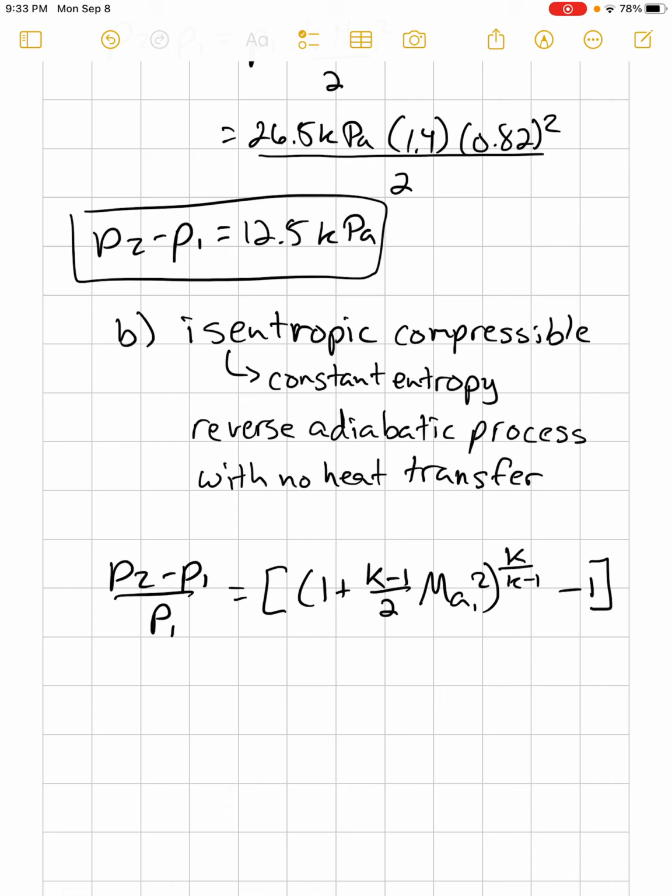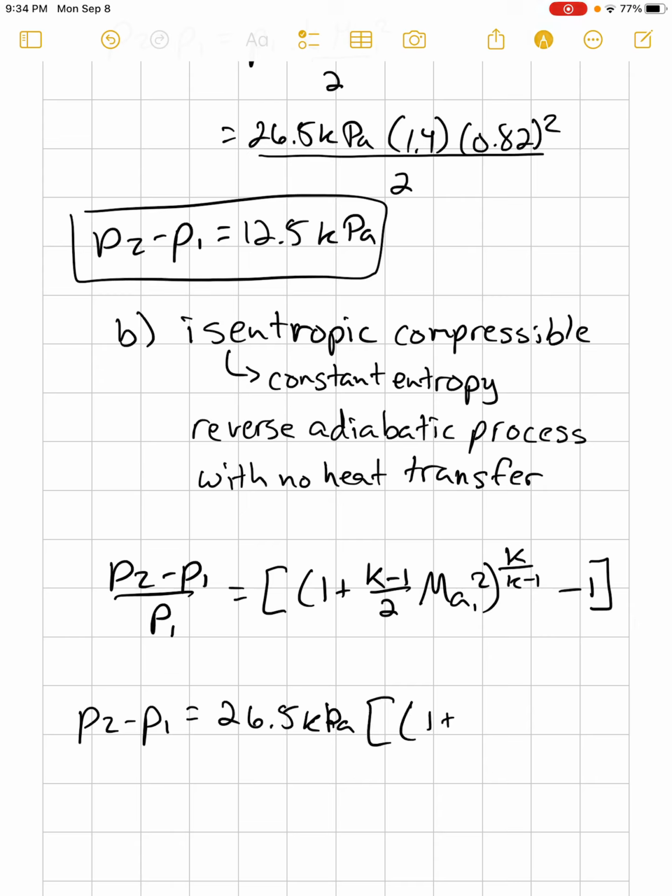So we have 1 plus K minus 1 over 2 times the Mach number squared. And all of that taken to the K over K minus 1 power, and then we subtract off 1. Okay. So again, I'm going to multiply by P1 so that we can get an absolute value rather than a ratio, because that way we can compare apples to apples. So we're going to have this 26.5. This is the P1 value, kPa.